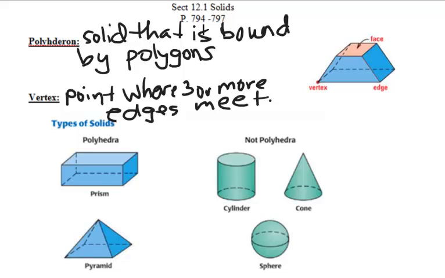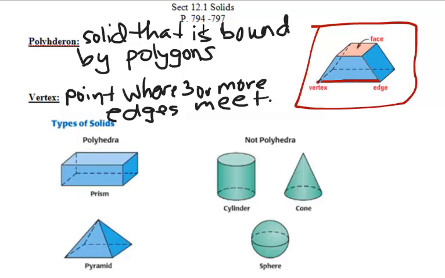So you can look at the picture over here and see that the polygons are faces. The edges are where the faces meet. So I'm drawing them in red here. Those are all edges. And then we'll put in green these corners right here, which are all your vertices. Okay? So here's the type of solids that we have.